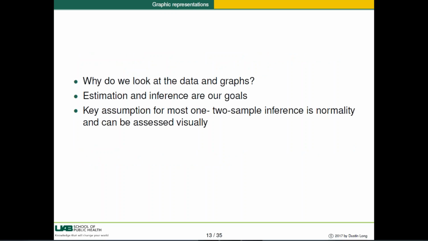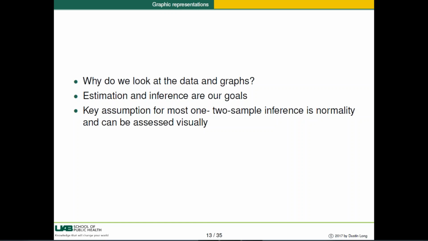So why do we look at the data in graphs? So why are we doing this? Because at the end of the day, I don't really just want pictures. I want to make decisions, right? I want to be able to answer hypotheses. Well, what we call answering these hypotheses are made up of two pieces: estimation and inference.